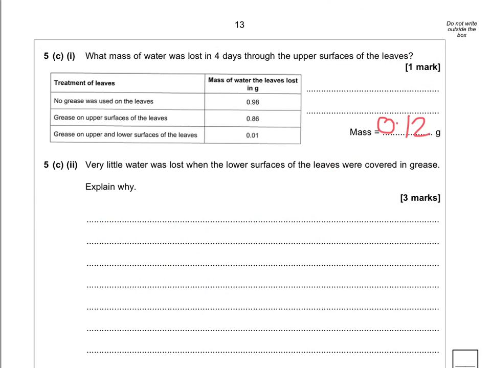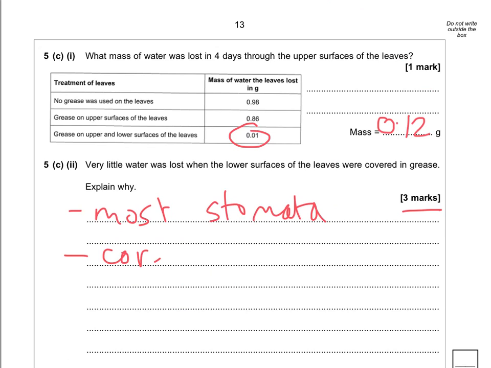What does the second part want? It says, very little water was lost when the lower surfaces of the leaves were covered in grease. Explain why. For 3 marks. So what can we say? Well, firstly, the lower surface has most stomata. So there are more stomata on the lower surface. 1 mark if you've said that. 1 mark if you've explained that they're now covered in grease.